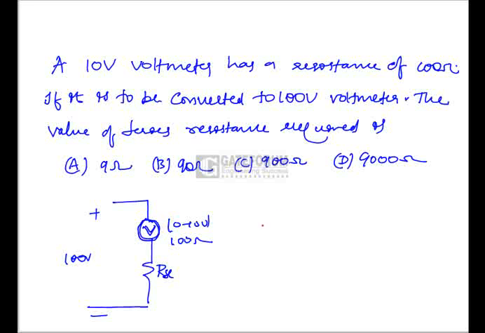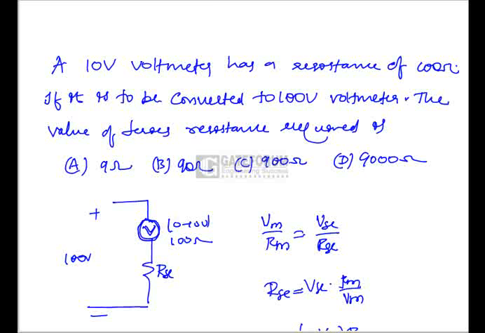Okay, now what is this one? Vm by Rm should be equal to Vsc by Rsc. Okay, now what is Rsc here? Rsc is equal to Vsc times Rm by Vm. I can write Vsc as (V - Vm) times Rm by Vm. Okay. Now what is this one?